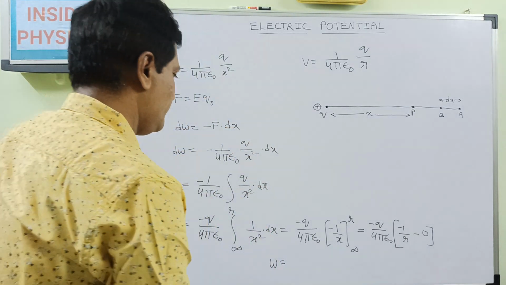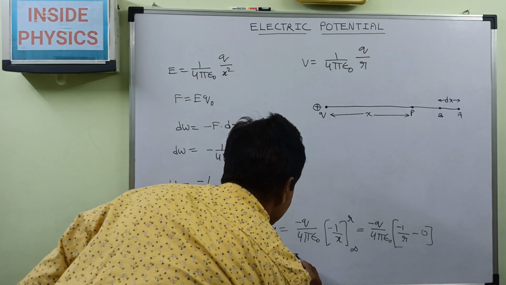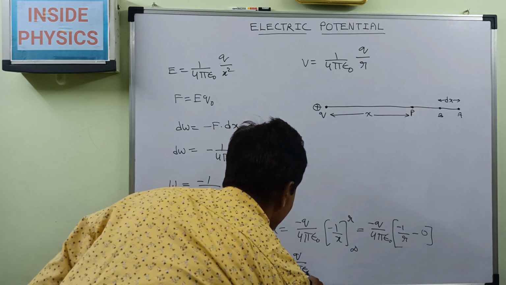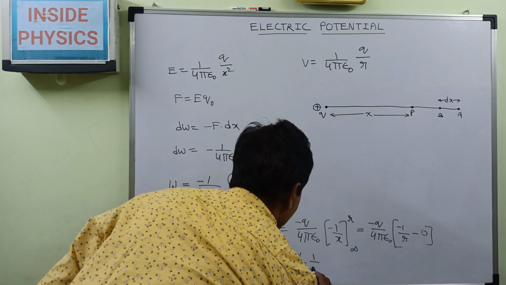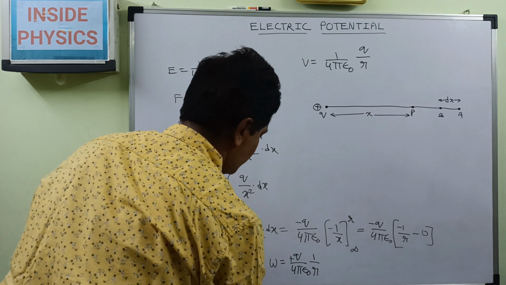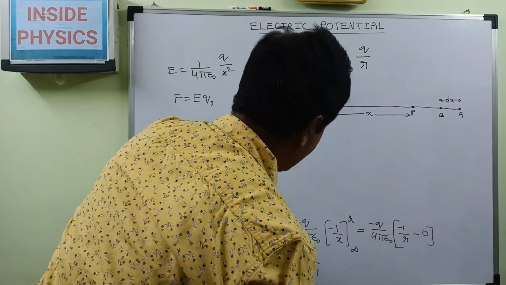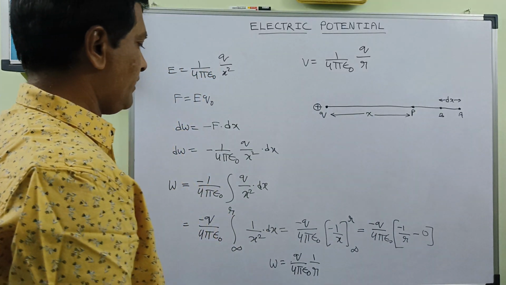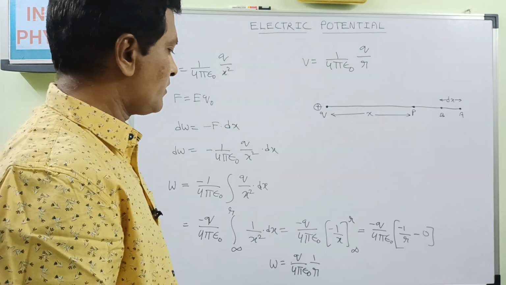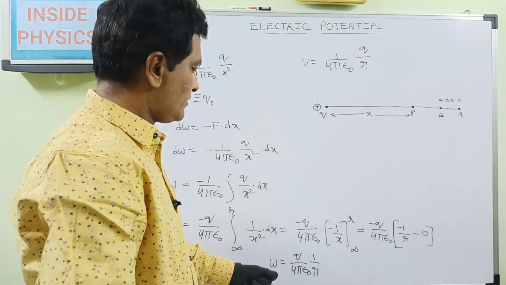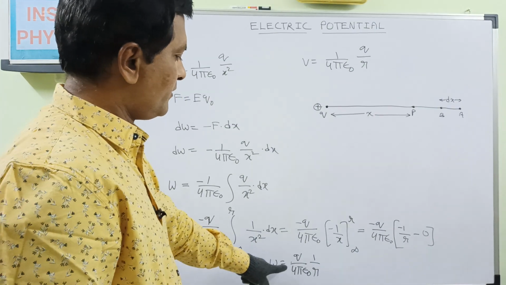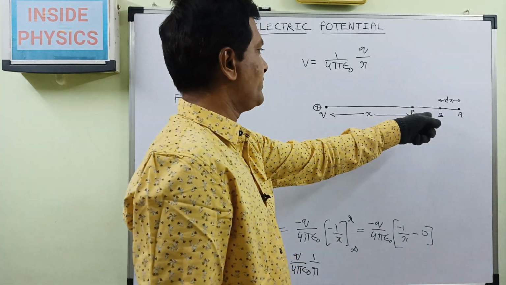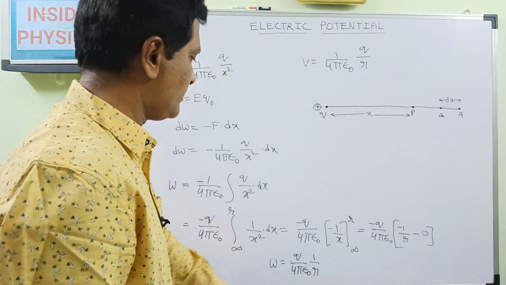The work done will be minus q by 4 pi epsilon naught into 1 by r. This becomes plus. Okay, so q by 4 pi epsilon naught into 1 by r. For this, the work done here becomes the total work done to move a unit positive charge from infinity to this point.